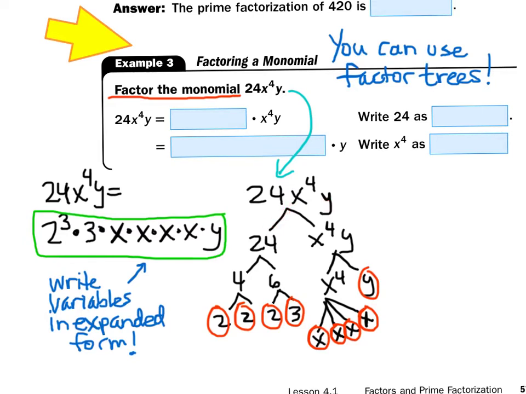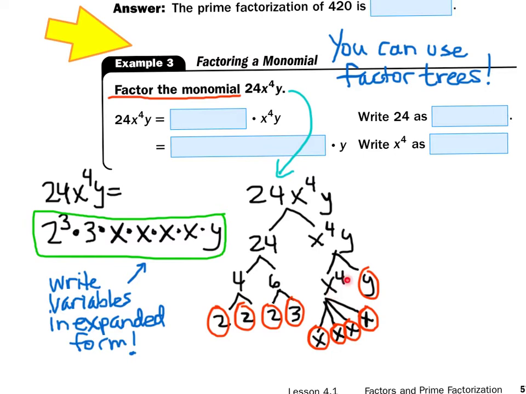Now when you break apart a monomial, you'll see on the two branches, I take the coefficient, the number in front of the variables, and put that on one branch, and then I put all the variables on the second branch. And now with the coefficient, with the number, it's just like before. Break apart 24 any way you want. I did 4 and 6, and then I broke apart the 4 to 2 times 2. I broke apart the 6 to 2 times 3. Now, what's new about this is the variables. So notice how I had x's and a y. So on my two branches, I'm going to put all the x's, x to the fourth, and then the y. Since there's only one y, I'm going to circle it because I can't break it apart anymore.